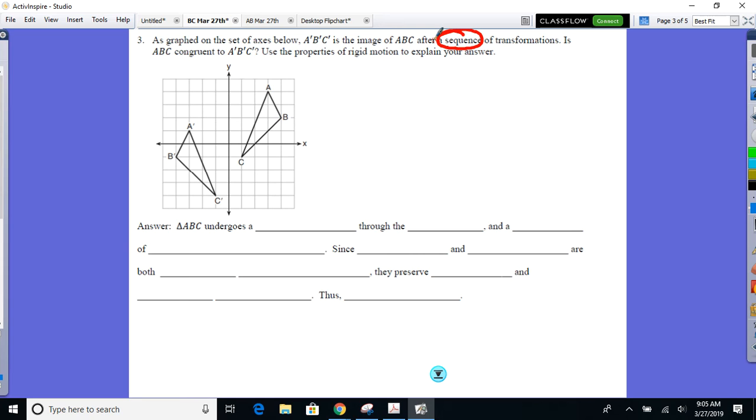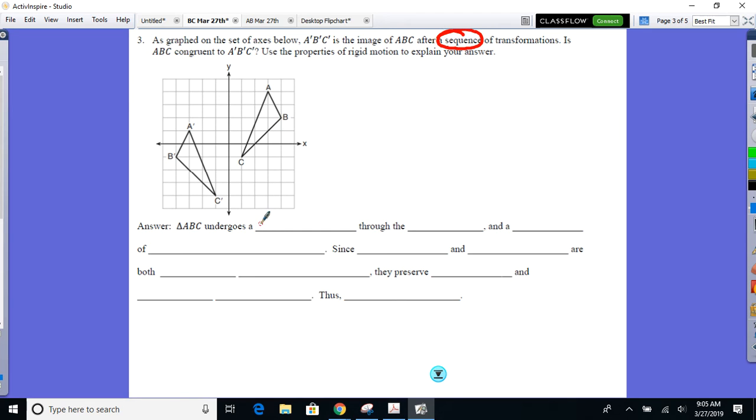Any group want to come back here? Any group here? This group right here taking the title today, huh? Reflection through the y-axis. Yep, and a? Translation. What about it? Okay. Everyone all right with that? That's the one I chose, but maybe you found a different way.